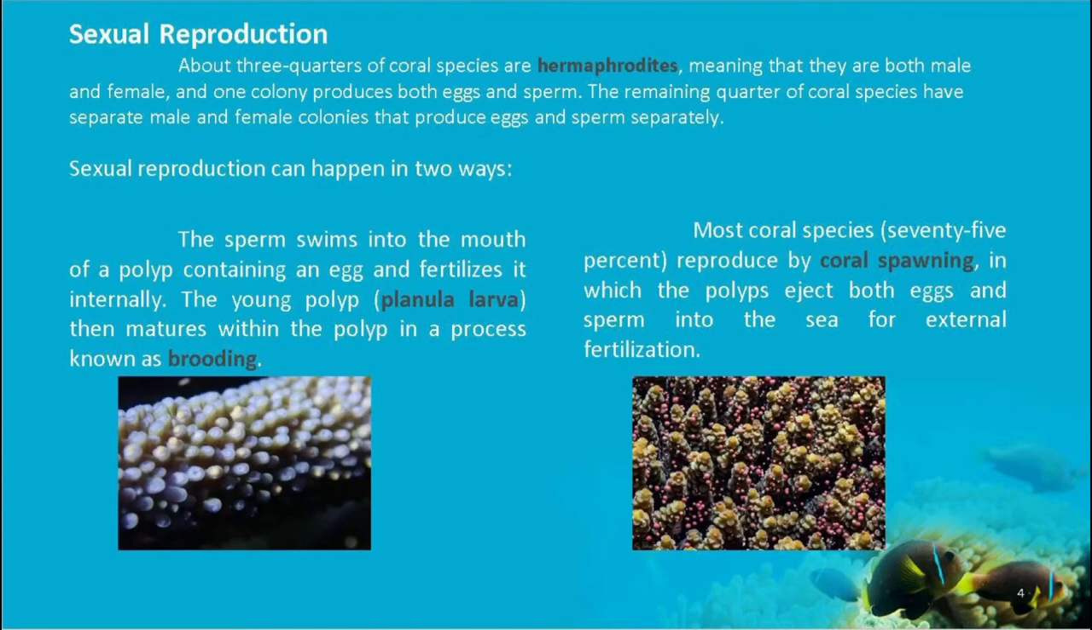Aside from asexual reproduction, the other one is sexual reproduction. About 3/4 of coral species are hermaphrodites, meaning that they are both male and female, and one colony produces both eggs and sperm. The remaining quarter of coral species have separate male and female colonies that produce eggs and sperm separately. Sexual reproduction can happen in two ways. The sperm swims into the mouth of a polyp containing an egg and fertilizes it internally. The young polyp, called a planula larva, then matures within the polyp in a process known as brooding.